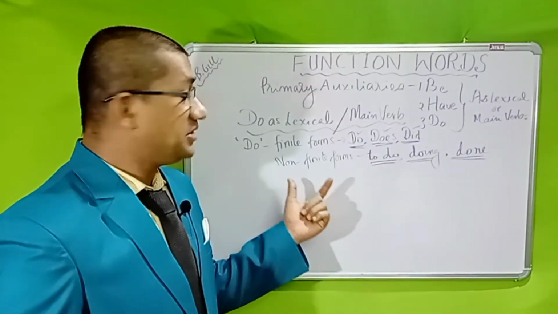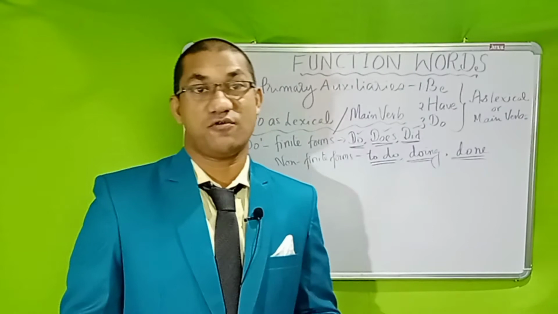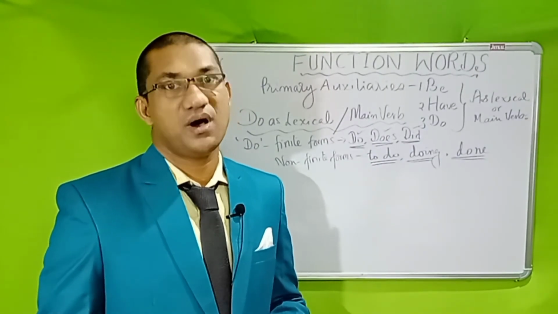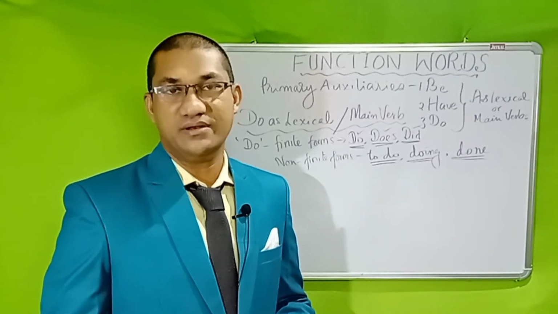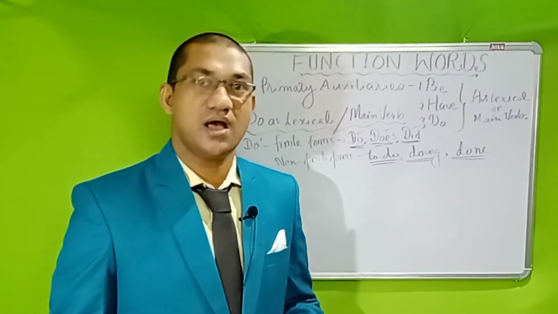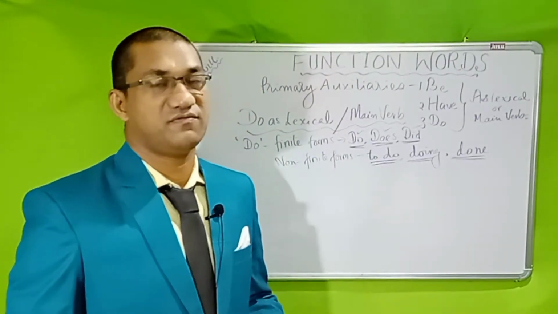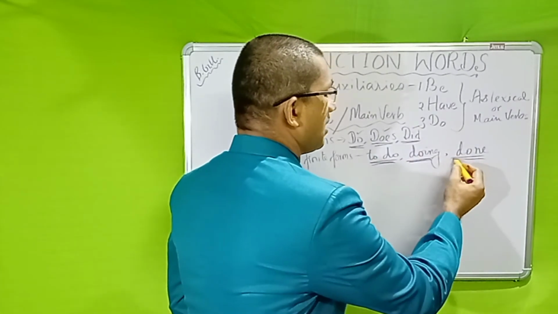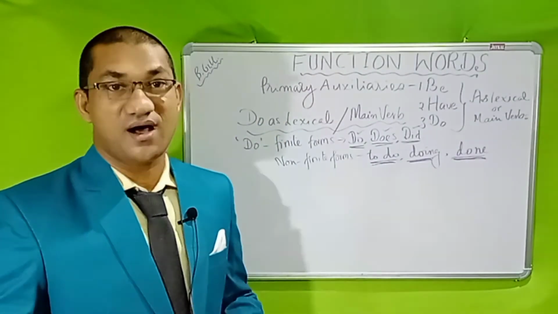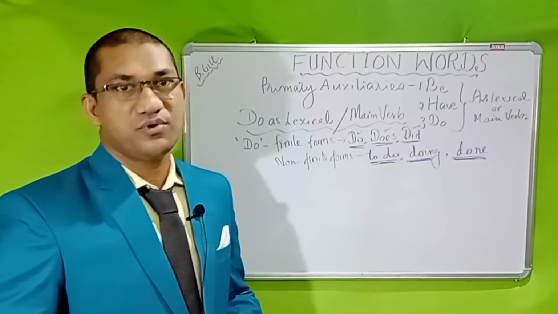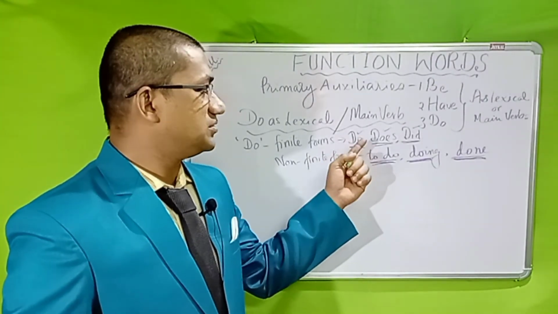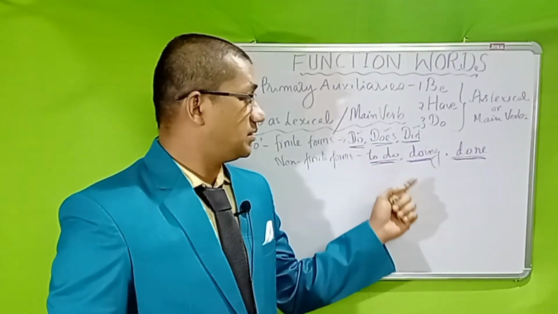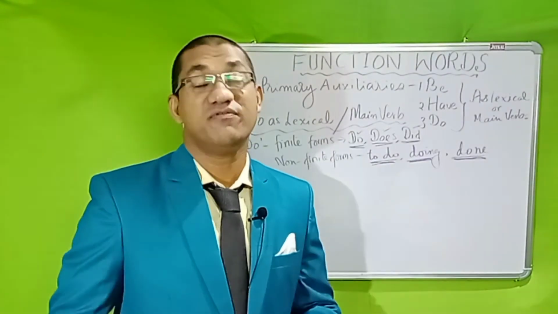Similarly, do has non-finite forms. Non-finite forms are forms which are not affected by the subject in number or tense. The non-finite forms of do are to do, doing, and done. Today we are learning these: do, does, did, the finite forms of do, and to do, doing, done, the non-finite forms.